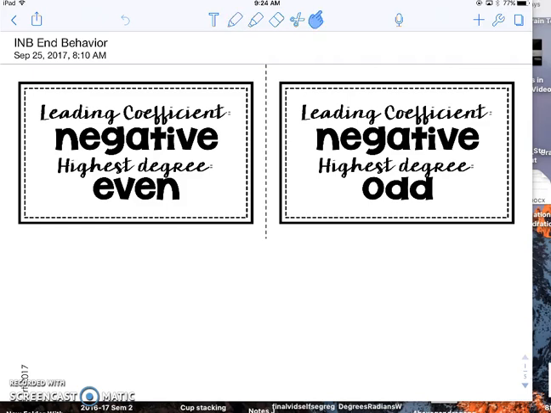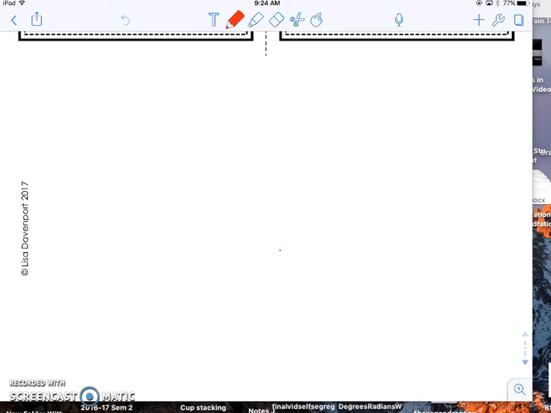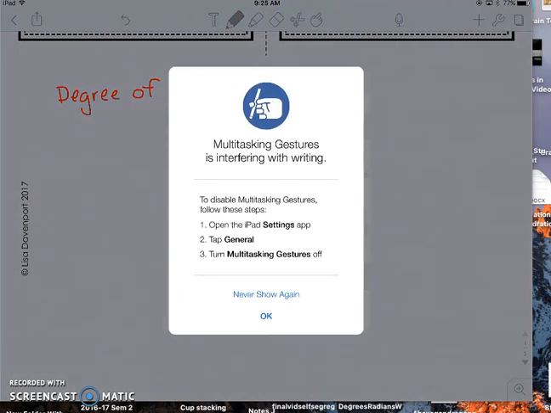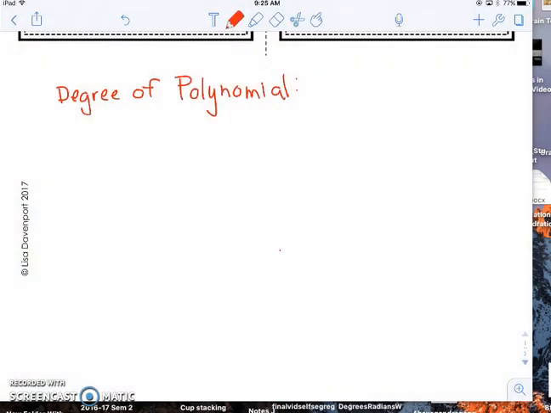Today what we did is we did a card sort, characterizing graphs on what they look like. And then we took a couple notes. We talked about the degree of a polynomial. And we said the degree of the polynomial is the highest power. And we also discussed what the leading coefficient was.